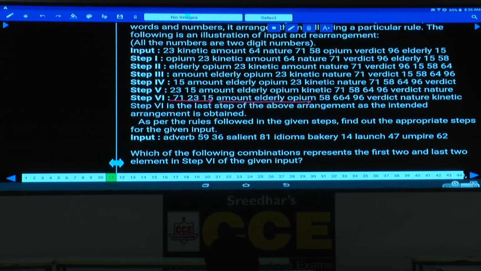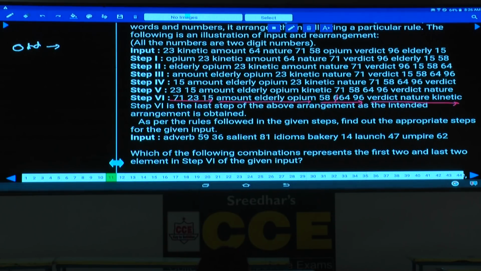Next one, in this one 58, it is not 664, it is just 64. 58, 64, 96, all these numbers are what? These numbers are even numbers in the ascending order. And finally, what are these? Now the words: verdict, nature and kinetic, and these words start with consonants. Now the consonants are in the descending order. Clear now?